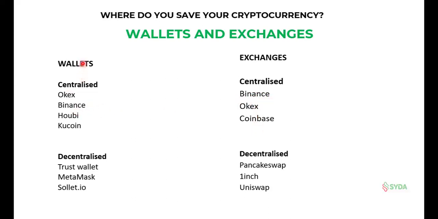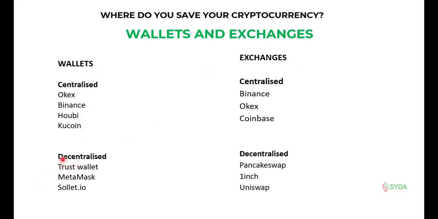So what does a wallet help you do? What is the use of a wallet? A wallet allows you to receive funds, store them, and use them for whatever you want to use them for, which is not limited to farming, staking, and liquidity. In this case, we have centralized and decentralized wallets. We have OKX, Binance, Huobi, and KuCoin, which are a few examples of centralized wallets, which are also centralized exchanges.